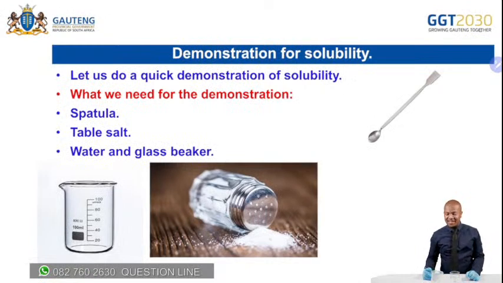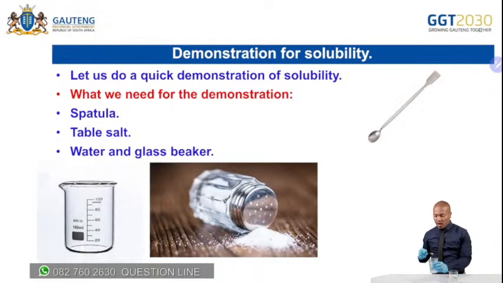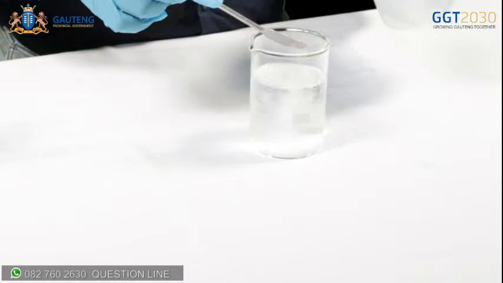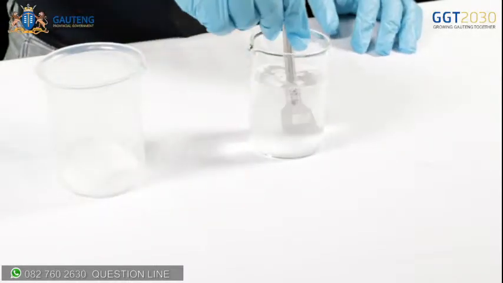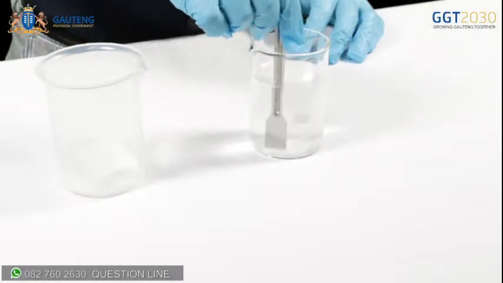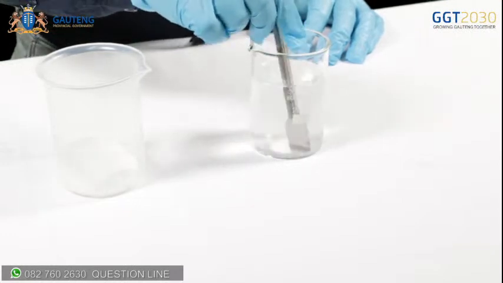Now, welcome back, grade 8. Here we are, ready for our demonstration. We said we're going to need a spatula, table salt, which I have here, and a glass beaker filled with water. So we're trying to check the solubility of salt in the water. So I'm going to pour some salt into the water, and I want you to observe what happens. So now let's just stir a bit. Now notice that as you stir, the salt starts to disappear in the water. Who can tell me where it is disappearing to?